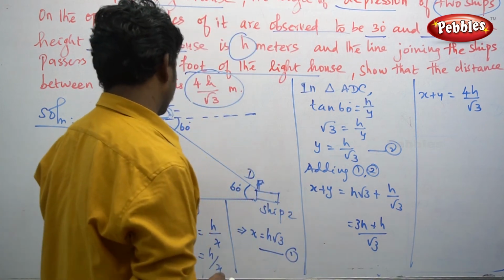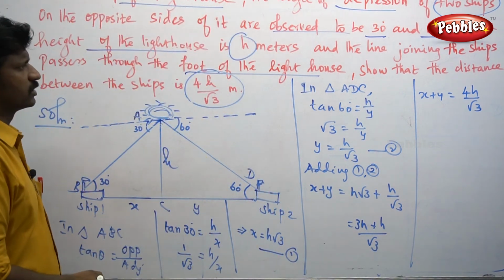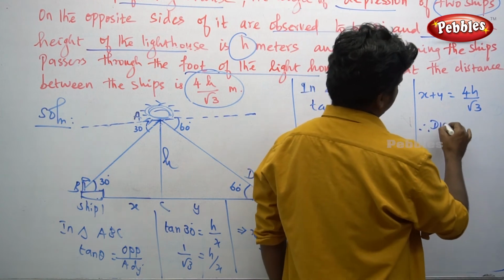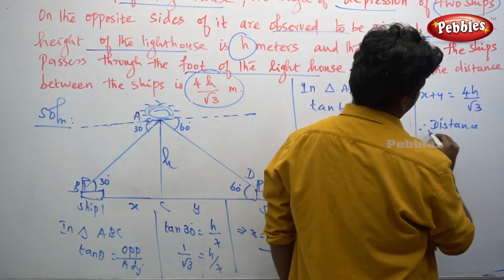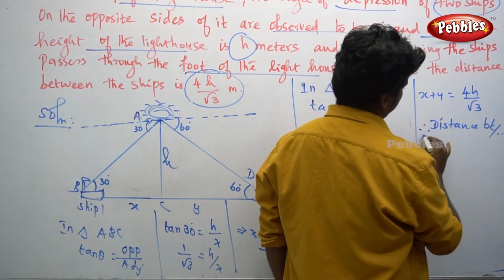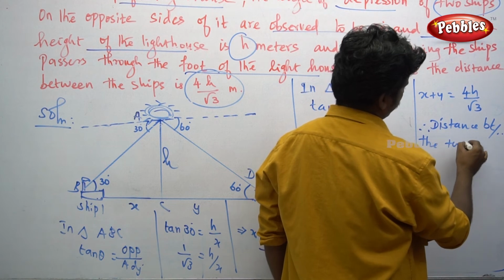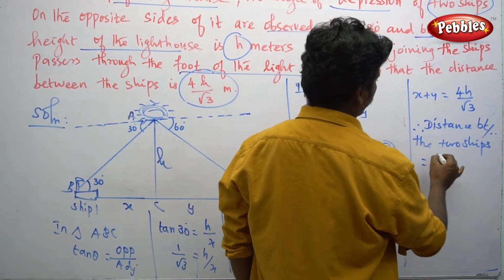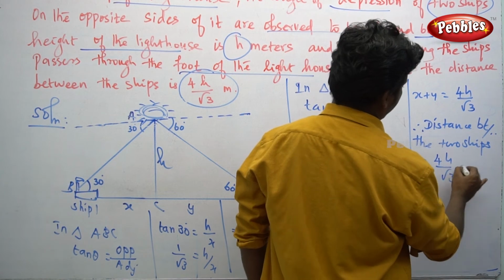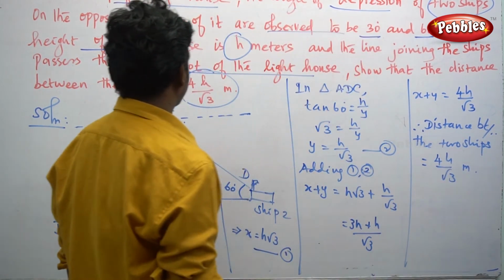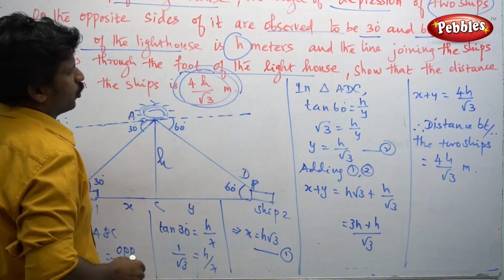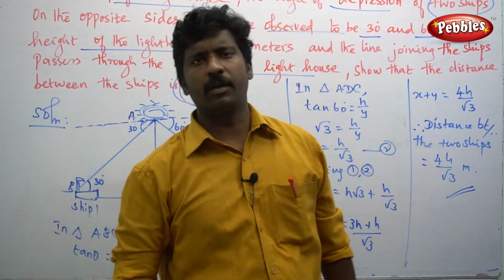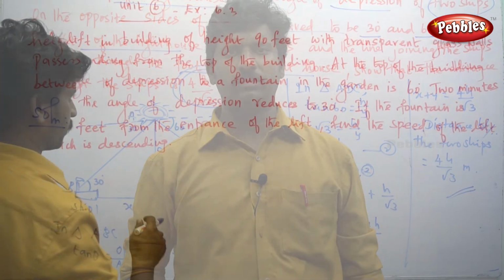So this is the answer. The x plus y means this is the distance between the two ships. Therefore, distance between the two ships is equal to 4h by root 3 meter. இதை நம்ம prove பண்ணோம், right? The 4h by root 3 meter. This is the answer. புரியுதுங்களா? இப்போ next problem பார்க்கலாம். See the next problem.